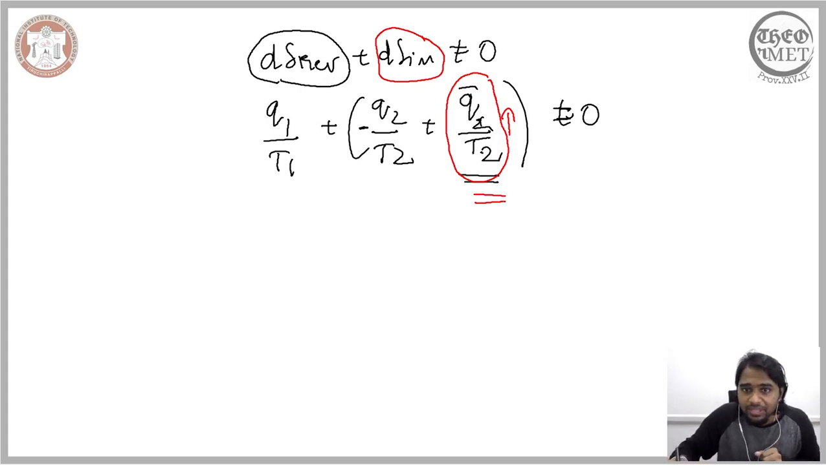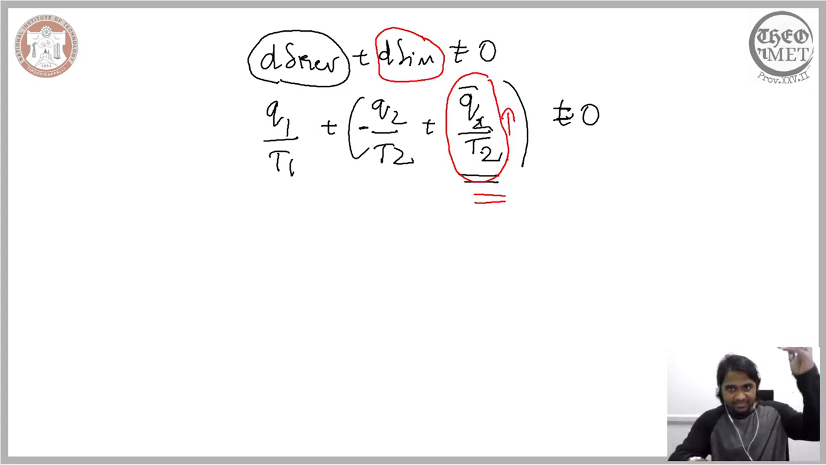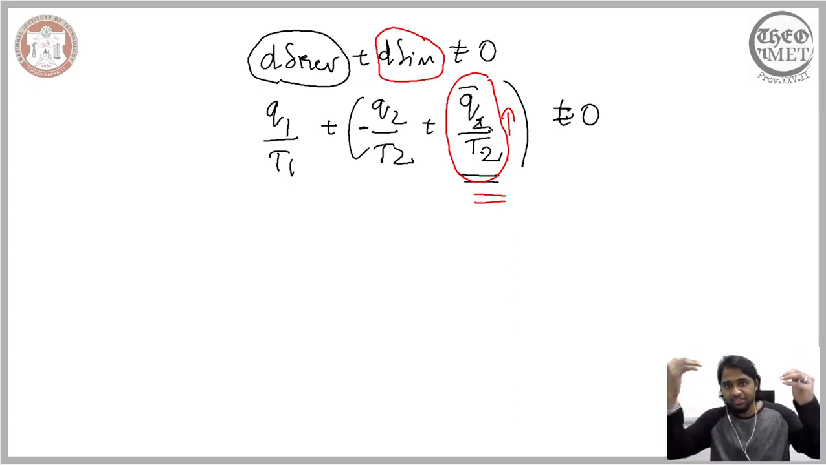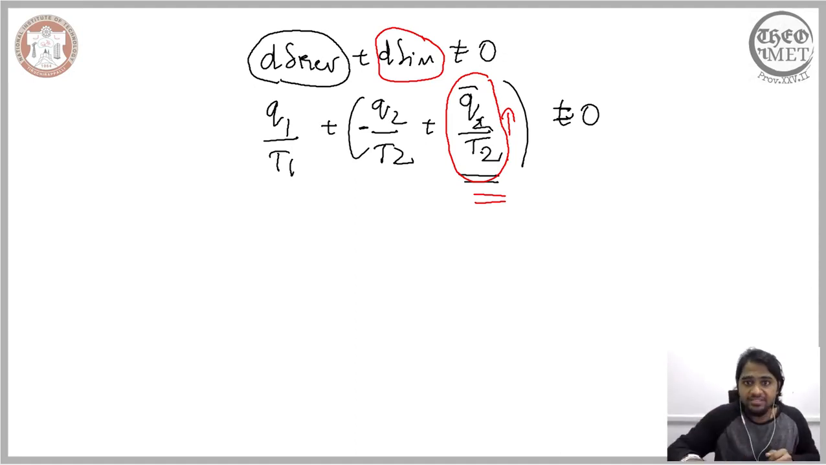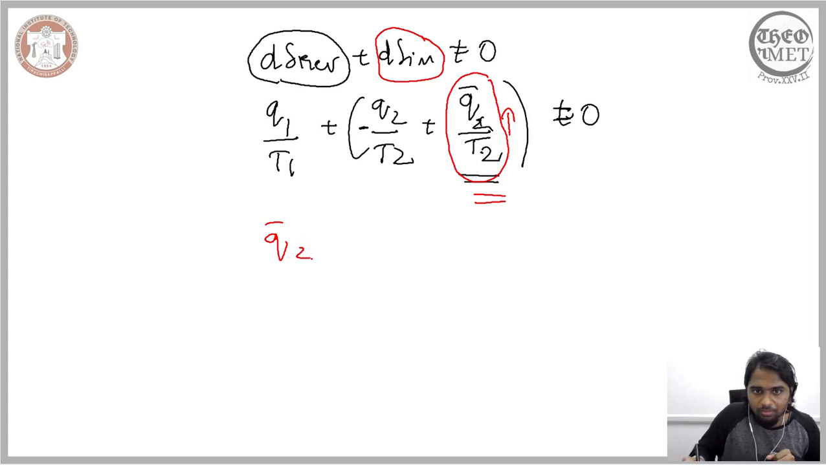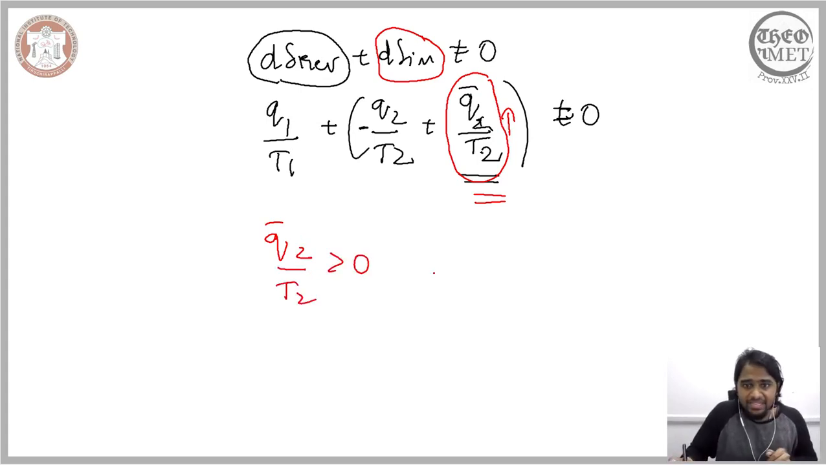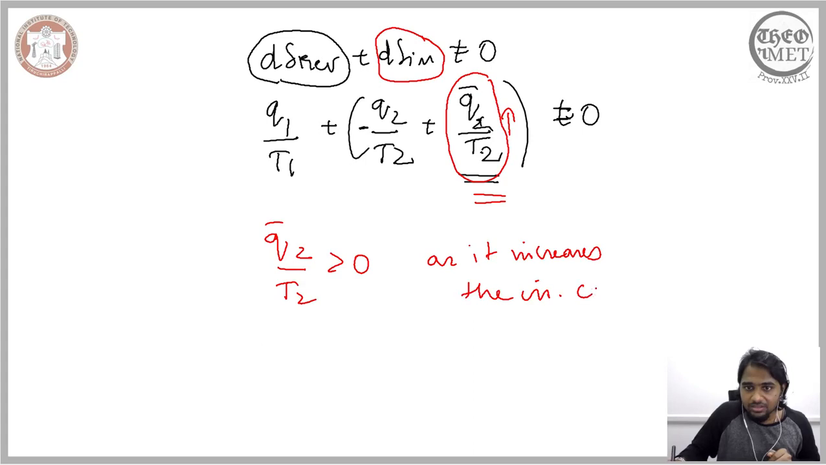So this particular term, as it increases, what you essentially experience is the increase in the amount of irreversible change, the increase in the amount of irreversible process. So it means this term here, Q2 bar by T2, is greater than 0, and as it increases, the irreversible change also increases.